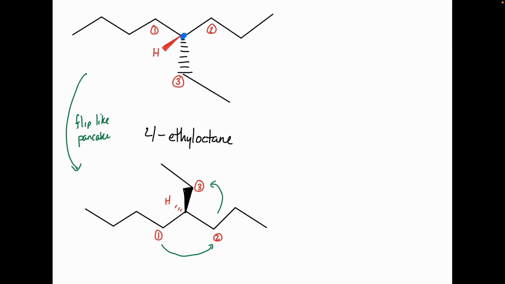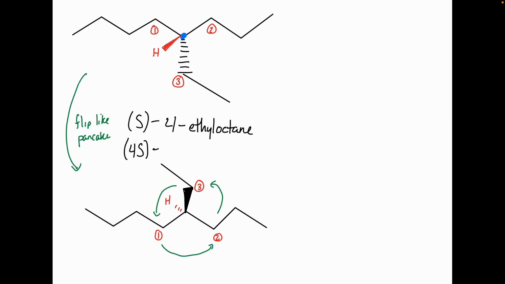One to two, two to three, three back to one. So which isomer am I looking at here? S. I'm clearly very creative. So (S)-4-ethyloctane. Or if we wanted to be fancy, we could say (4S)-4-ethyloctane.